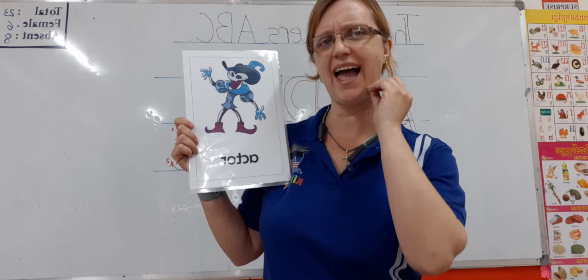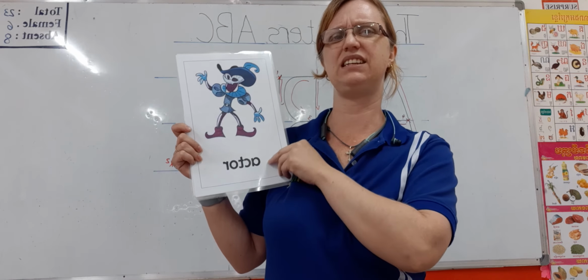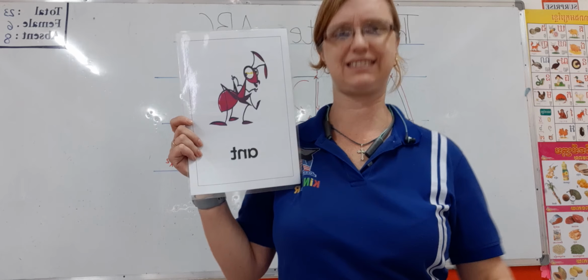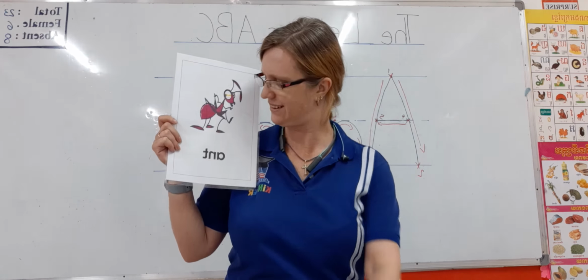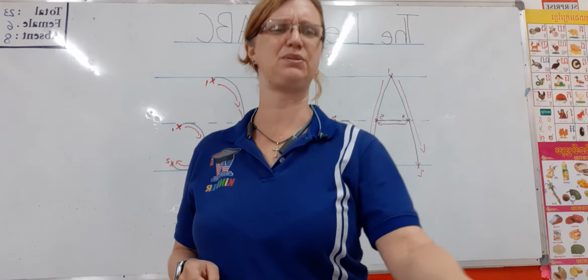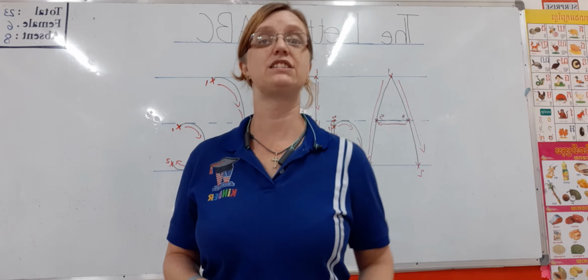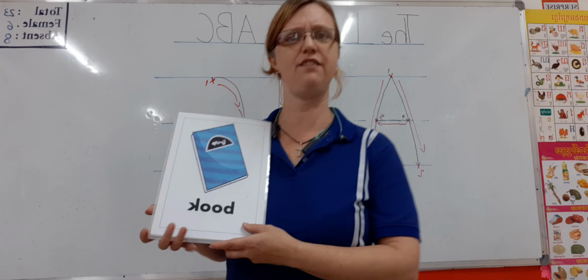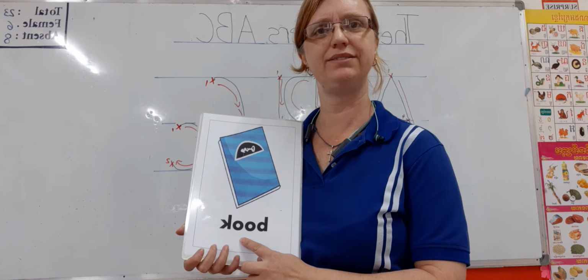And then we have actor. Actor. Can you hear that? I can hear you saying that word. Well done. And the last one is ant. Ant. Short, sweet, ant. Good job. Let's look at the B words. Are you ready? We have book.